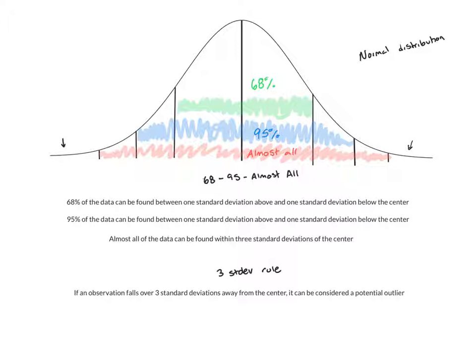So in review, a normal distribution is symmetric, it's unimodal, but it also has this whole 68%, 95, almost all property. And when we have a normal distribution, we can call something a potential outlier if it's more than 3 standard deviations away from the center.